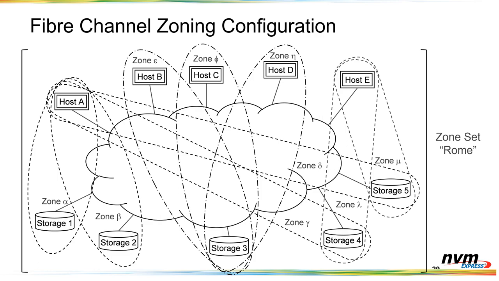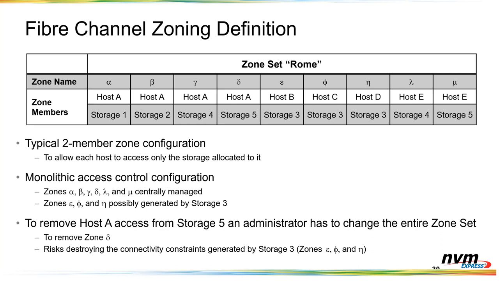Look at what the Fibre Channel zoning configuration is. I define a zone set called rho. The zone names are this set of Greek letters, and inside I have my typical two-member zone configuration, one host, one storage. The issue here is, as I say, that this is a monolithic access control configuration.